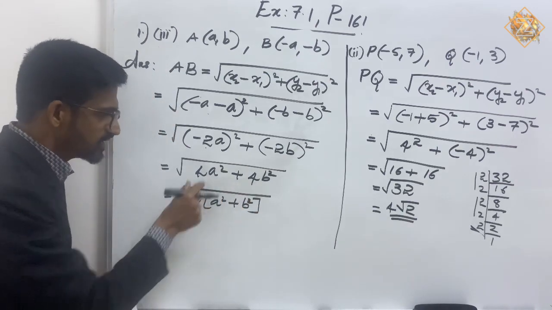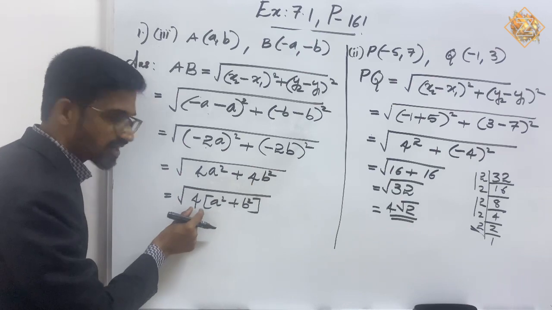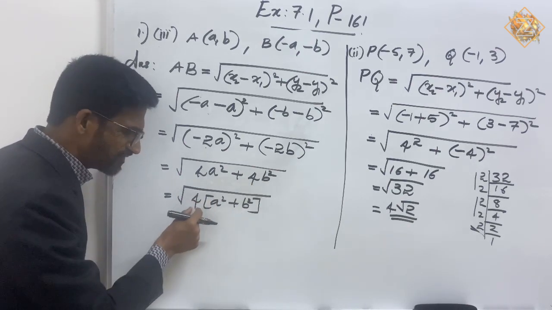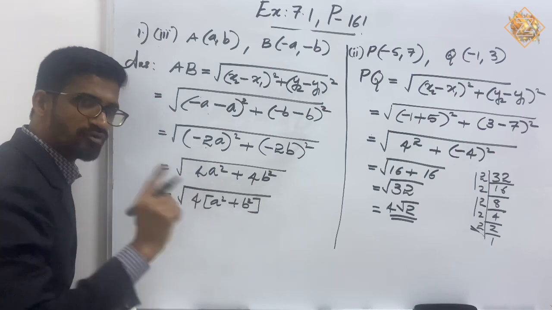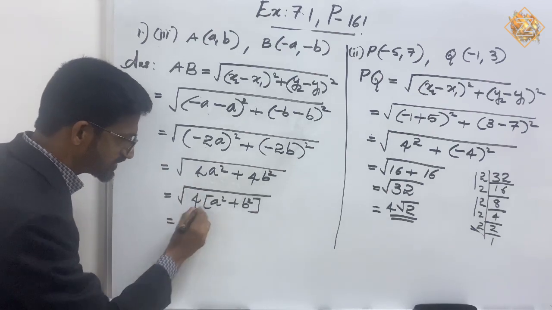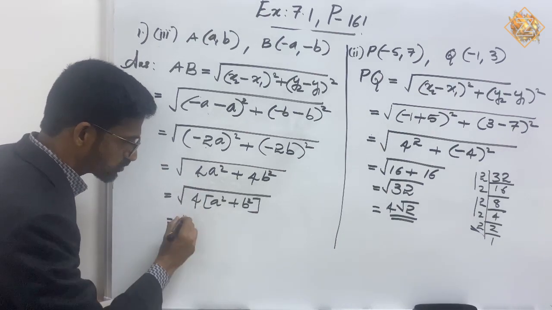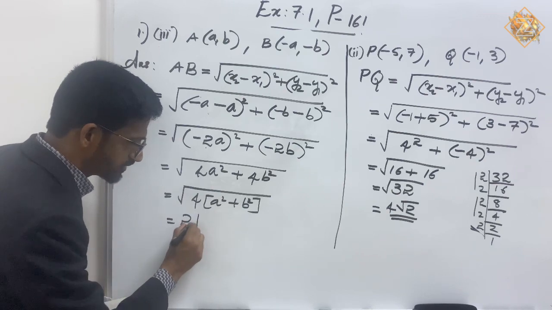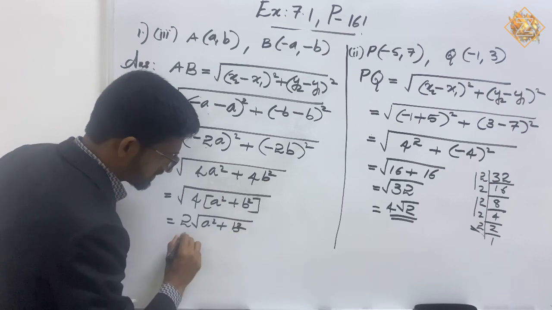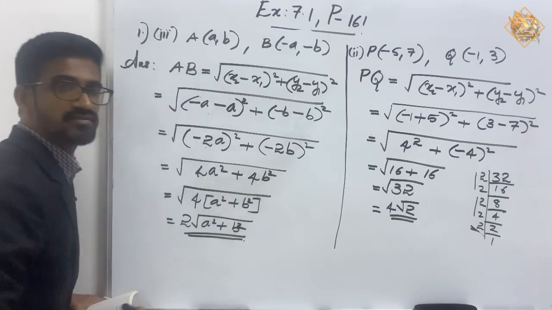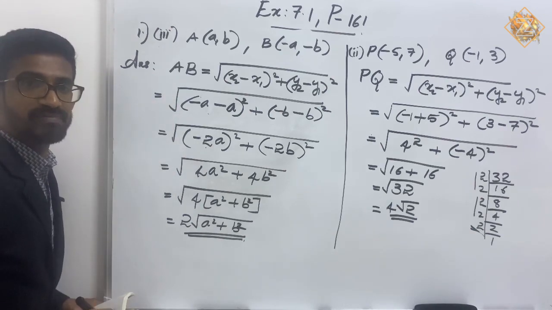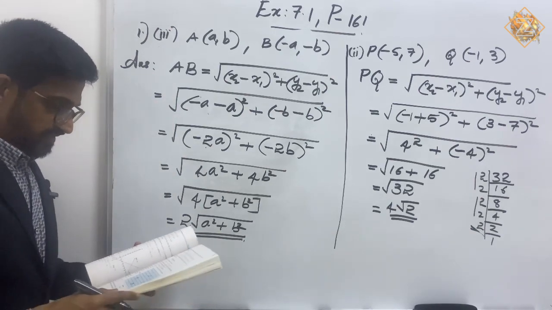So we can take that 4 outside the bracket of a square plus b square. Hope it is clear. Okay. So this 4 which is common here, I took outside the bracket. Okay. So that is 4 into (a square plus b square). Now when we look at this 4, square root of 4, that is what? That is 2. Isn't it? Square root of 4 is 2. So we can take that 2 outside. So that is 2 into square root of (a square plus b square). This is the final distance between the 2 points A and B. Hope it is clear. Okay.